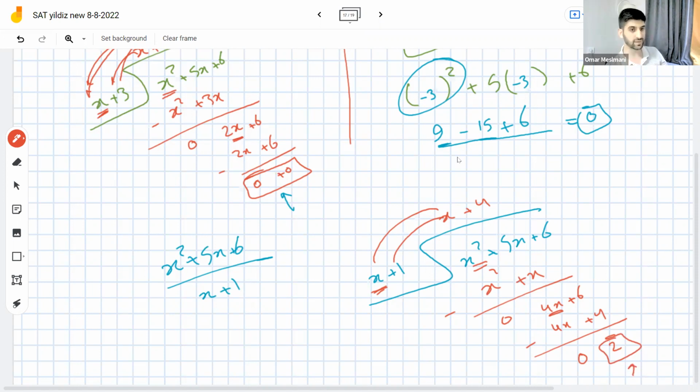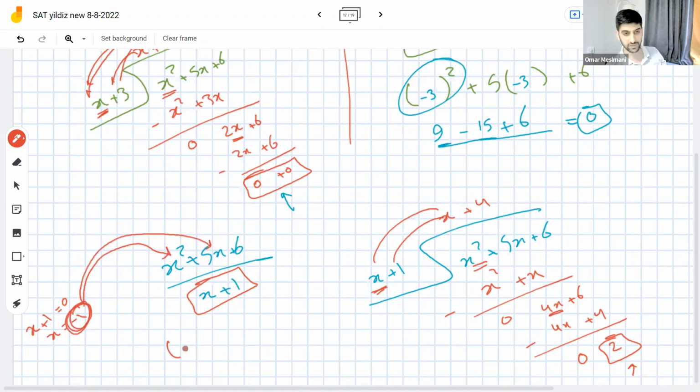Yes, we do have a faster way. The faster way is just listen, take the denominator and make it equal 0. Let's take the denominator x plus 1. x equals -1. So what I can do with this -1, I can take it and plug it in.